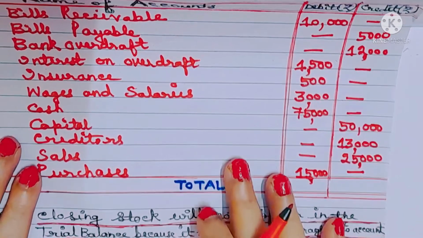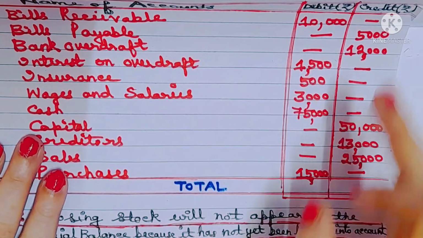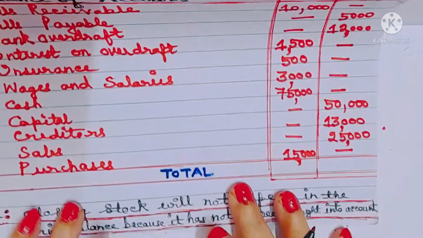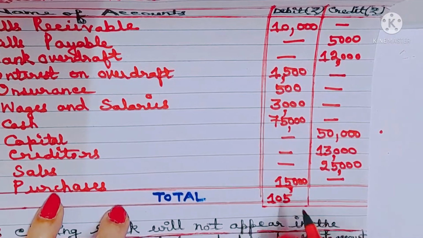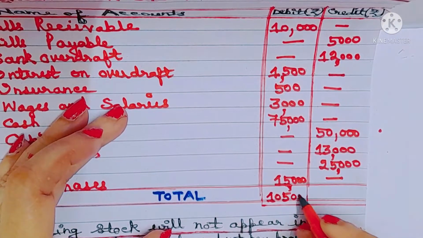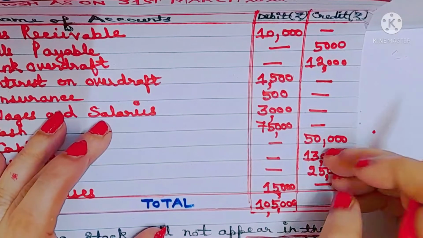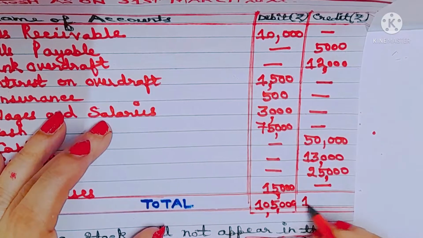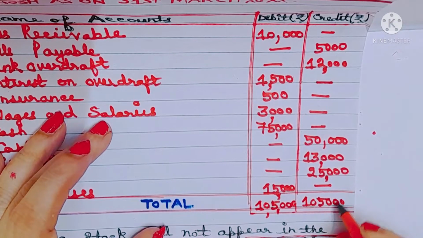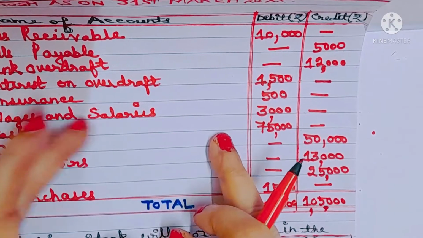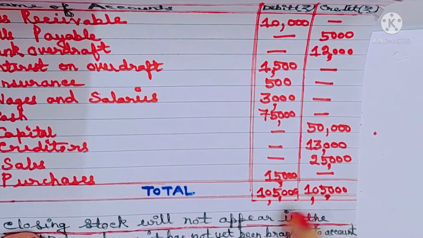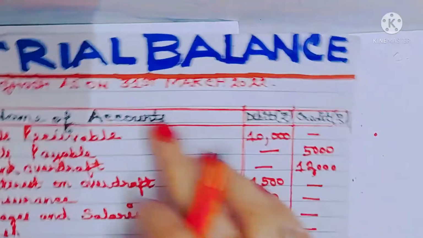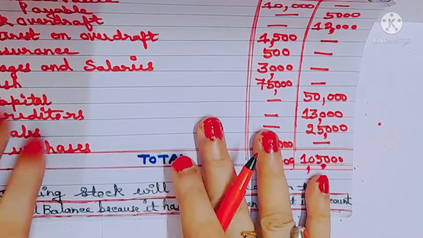So, now let's calculate the total of debit column and the total of credit column as well. Okay. The total of debit column is 1,05,000 and the total of credit column is 1,05,000. So, the total of debit column is equal to the total of credit column. So, the trial balance did tally. Okay. I hope you understood.